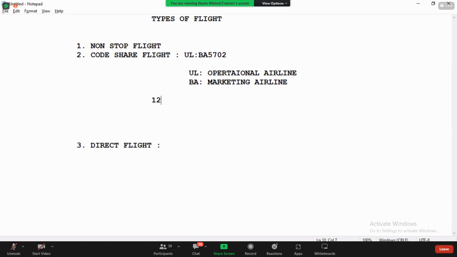1 to 5, sorry, 1, 2, 3, 4, 5, 6, 7, 8, 9, 10. That is the ticket number of a passenger. Now, the passenger will get a British Airways ticket number, but the airline in which the passenger is going to sit is the UL airline. Now the question comes: how will I know, or how will I inform the passenger, which airline they have to sit in?